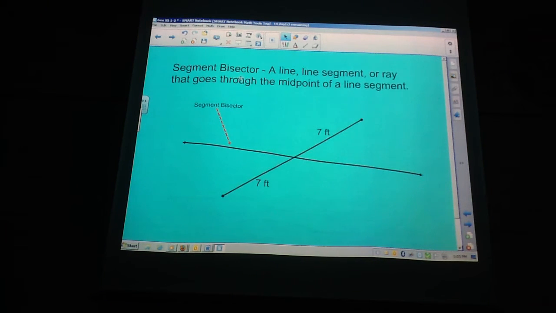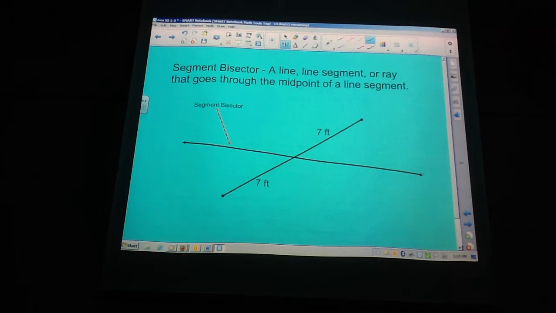A segment bisector, well, it could be three different things. It could be a line, it could be a line segment, or it could be a ray. But the thing that all of those figures do is it passes through the midpoint of the line segment. So here's the line segment. Notice that this would have to be the midpoint because it divides this segment into this 7 foot and this 7 foot piece. So right there would be your midpoint. Segment bisector passes through it.